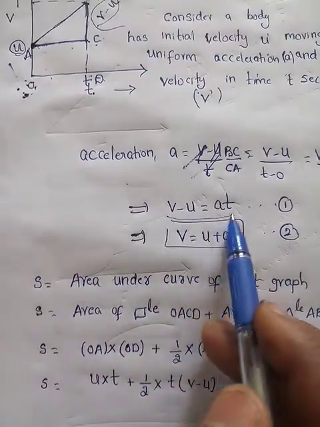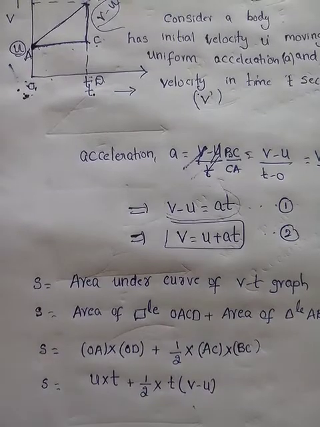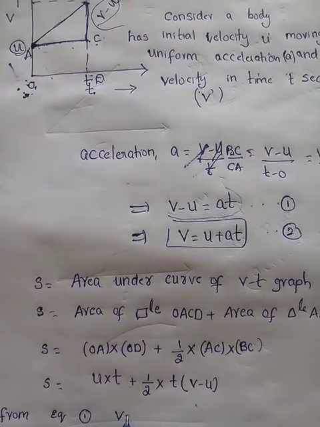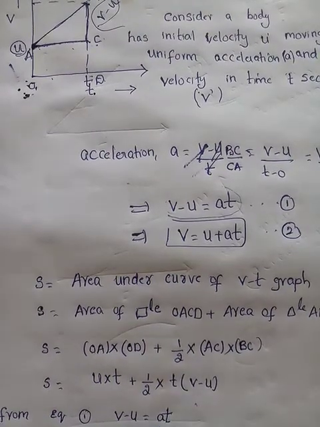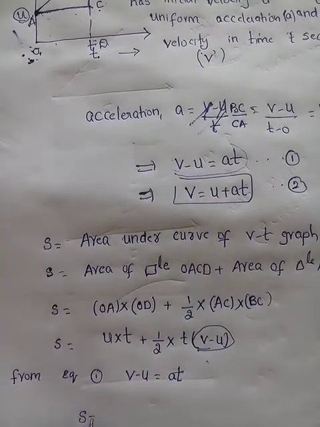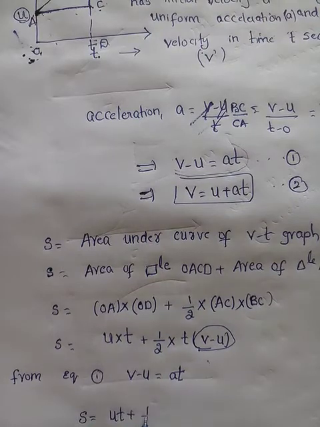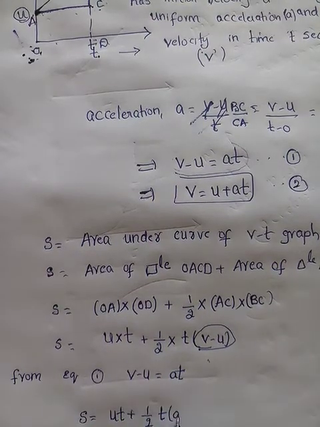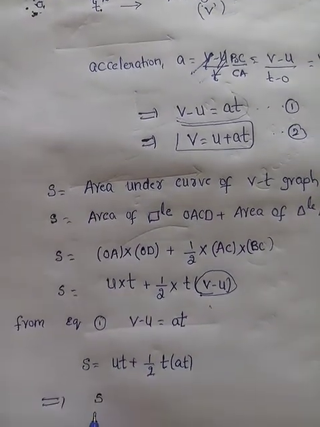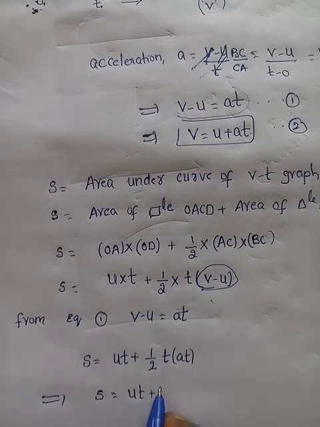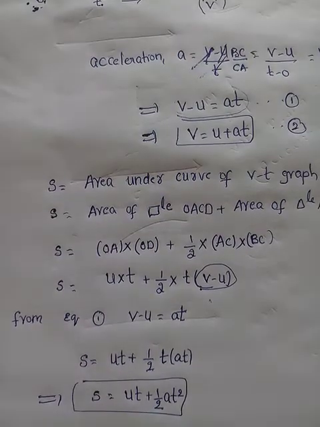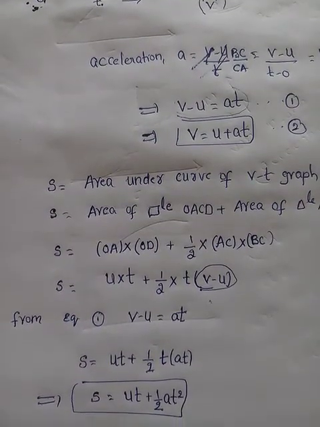Now, have you seen equation 1? V minus U is equal to what? From equation 1, V minus U is equal to AT. Substitute the value of AT here, we get S is equal to UT plus half into T into AT. Finally, S is equal to UT plus half AT square. That is it. 5 marks question. See, very simple one.